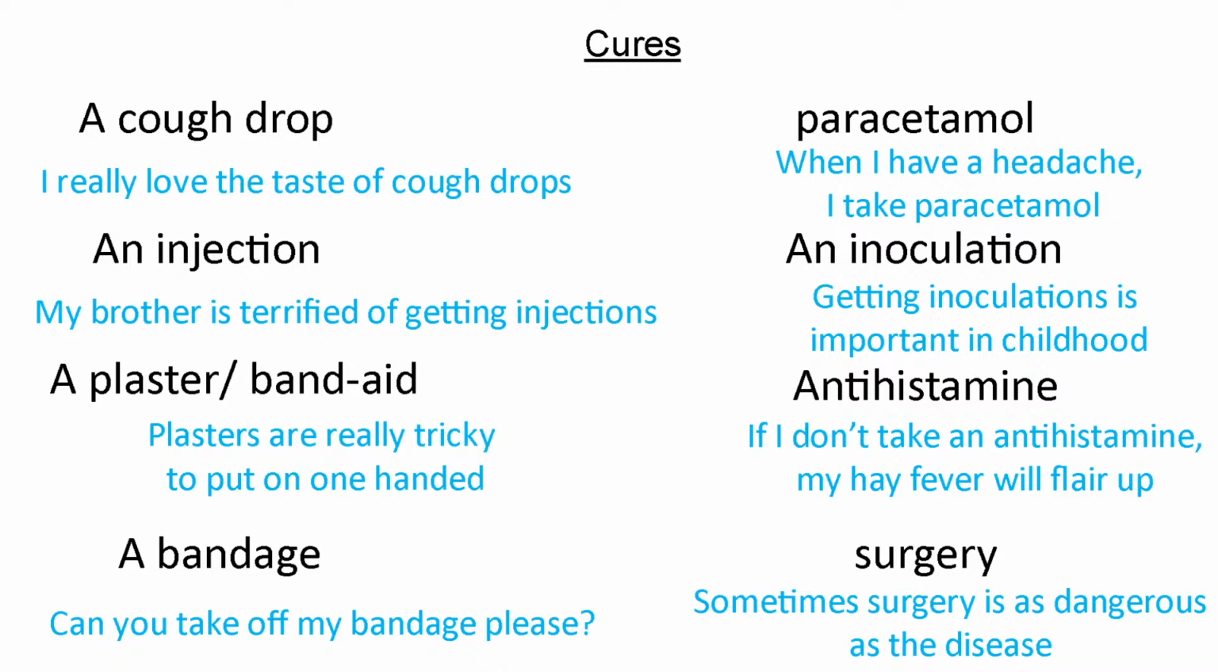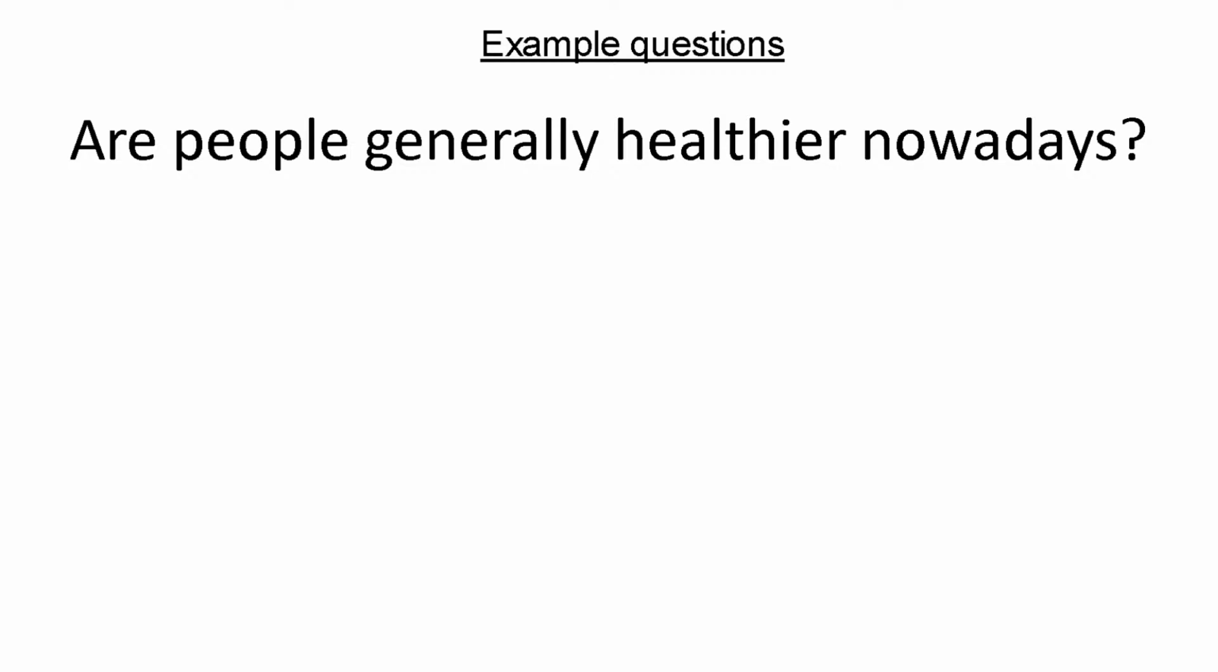So let's move on to the next part, an example question. So are people generally healthier nowadays? This is a type of question that could come up in part 3 of the IELTS speaking exam. So we've got a method to do this. In English, when we answer a question, what you want to do is to directly answer it straight away. We always answer questions directly in English, and then afterwards we give supporting details. So answer the question directly.